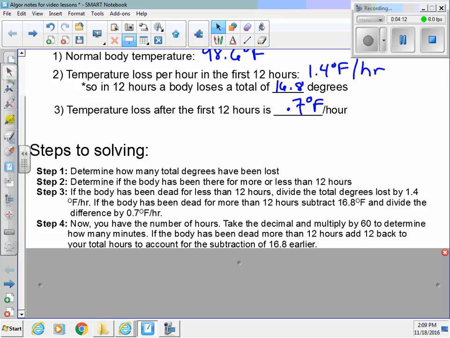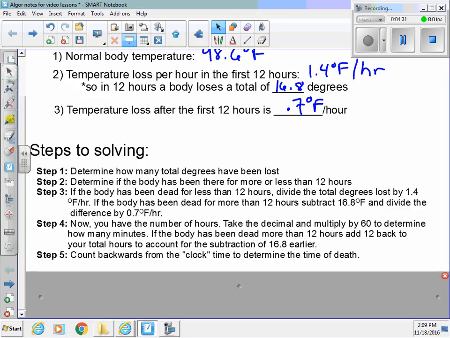If the body's been dead for more than 12 hours, this is where it's a little different. You're going to add 12 back to your total hours to account for the subtraction of the 16.8 degrees earlier. Because when you did that, you actually were accounting for the first 12 hours because we didn't have to calculate that. Last step is to count backwards from the clock time to determine the actual time of death. Now, this seems like a lot, and it's a little overwhelming if you're not looking at the numbers. So let's do a little practice and see how this works.